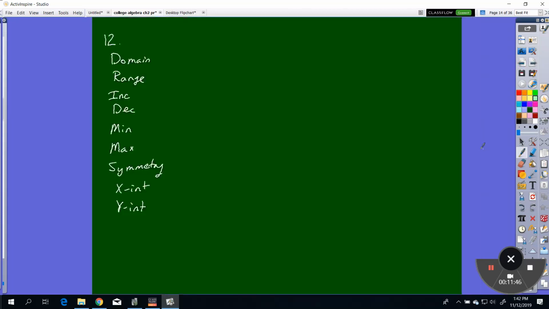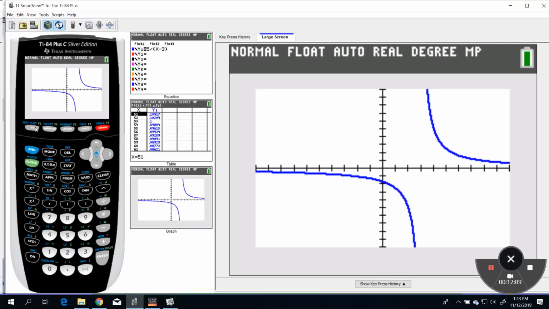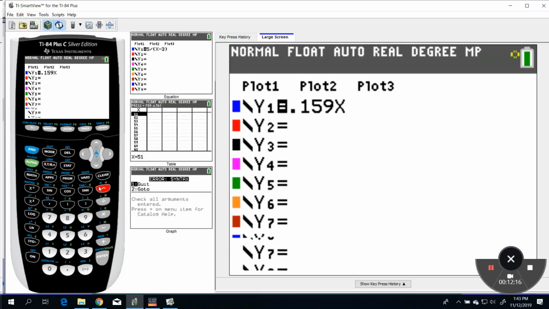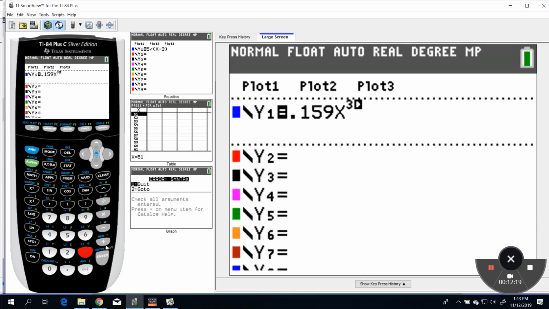Okay, number 12 is the same thing, but a different equation. You are supposed to plot 0.159x cubed plus 0.198x squared minus 3.134x minus 1.794. So just to show you, we can do this on the calculator as well. Y equals 0.159x to the third plus 0.198.